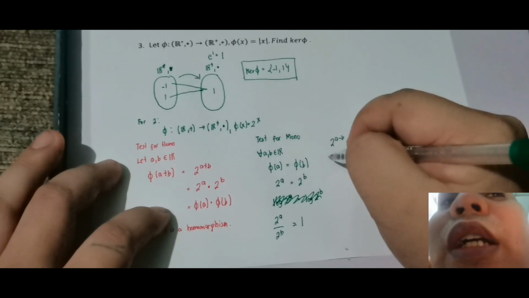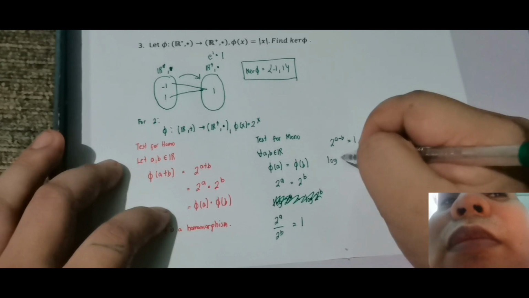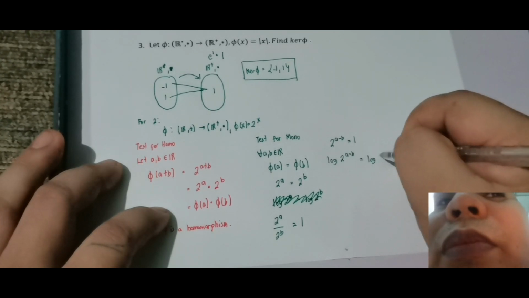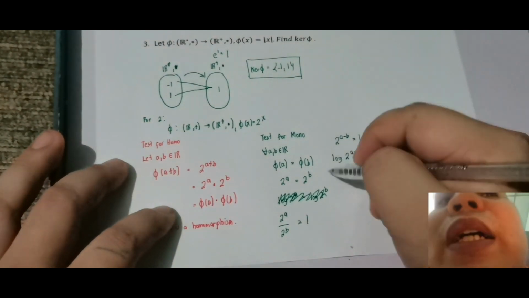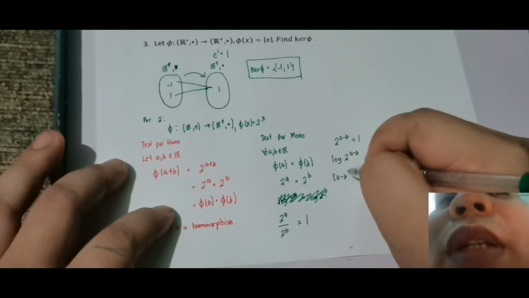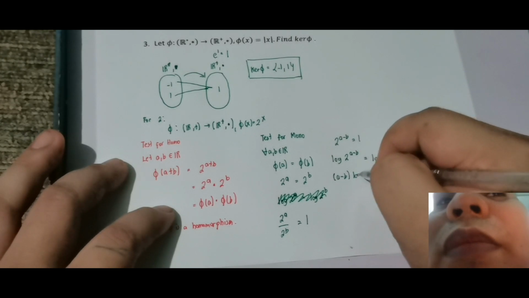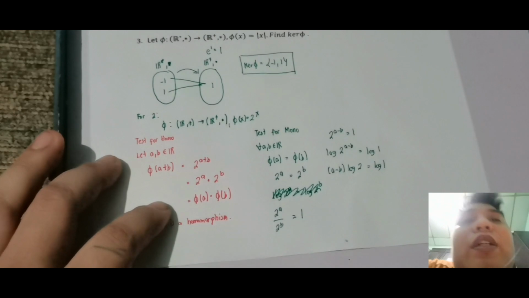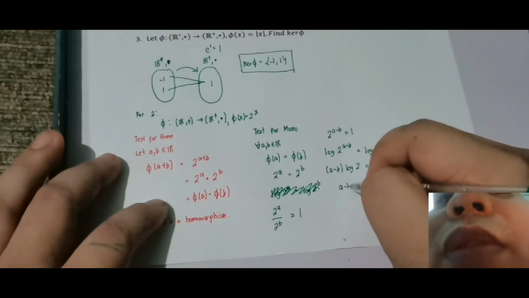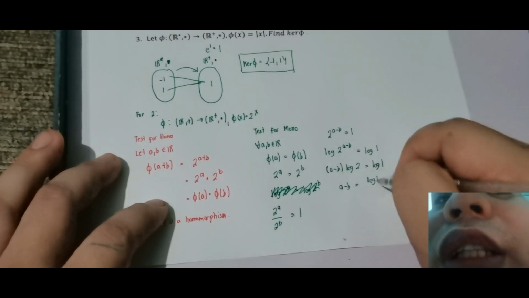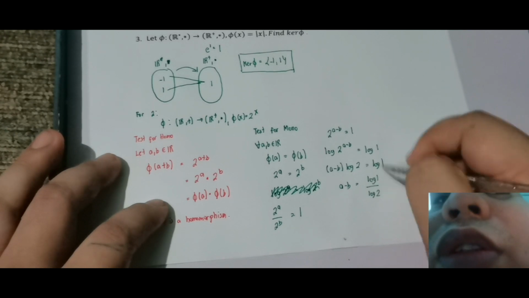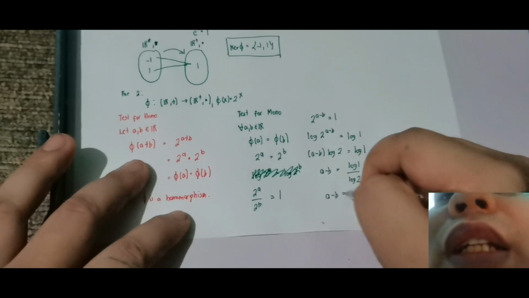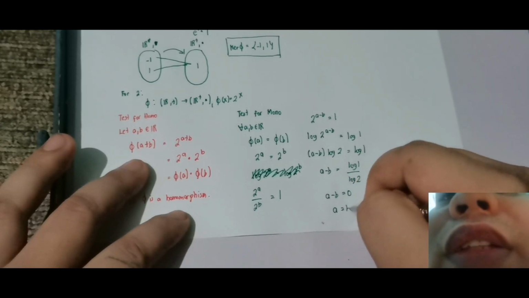So, apply logarithm both sides. So, this is just logarithm of 2 raised to A minus B is equal to logarithm of 1 base 10. So, bababa lang to. So, this is just A minus B, then logarithm base 2 is equal to logarithm 1. So, base 10 lang yan actually. So, this is A minus B is equal to logarithm of 1 over logarithm of 2. So, note that logarithm of 1 is 0. So, this is just A minus B is equal to 0 or simply A is equal to B.